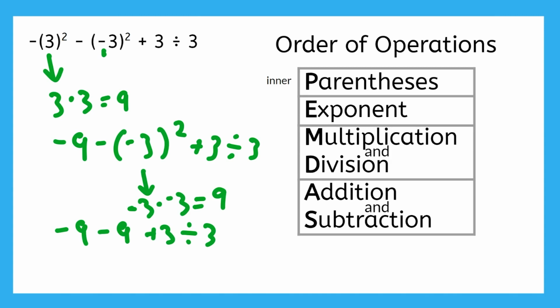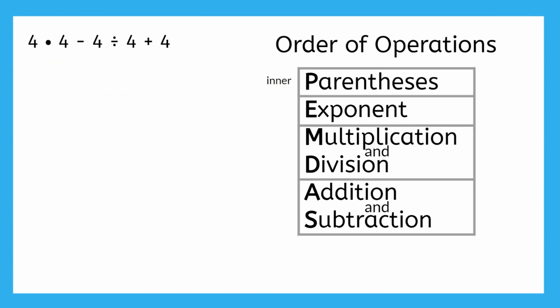The next step in PEMDAS is multiplication and division. There's only one division, so 3 divided by 3 is 1. Now all that's left is addition and subtraction. Since there are multiple, we go left to right. -9 minus 9 is -18. -18 plus 1 is -17.